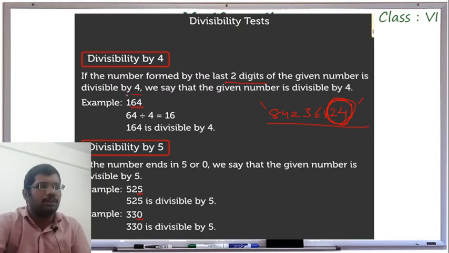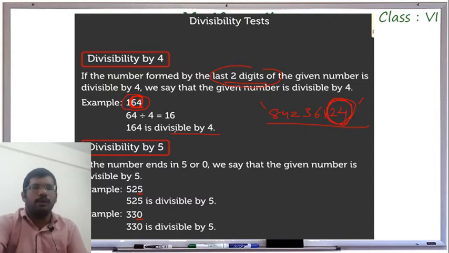For example, if 164, we have to check 164. So it is very difficult to check 164. Then take only the last two digits. If the last two digits are divisible by 4, we can say that the whole number, means the full number 164, is divisible by 4.